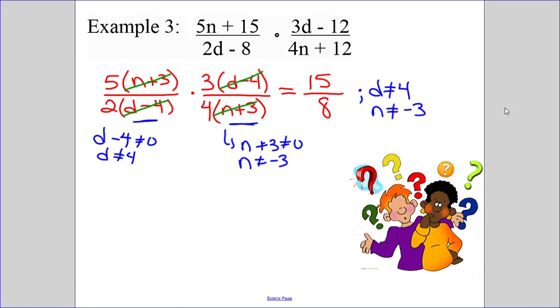Okay, so all we're doing is taking a look at the denominator, and we're just checking and seeing what it can't be. So that's our idea for multiplication.